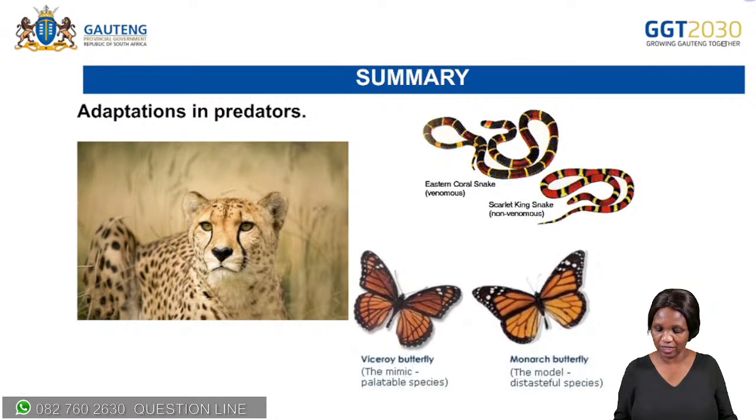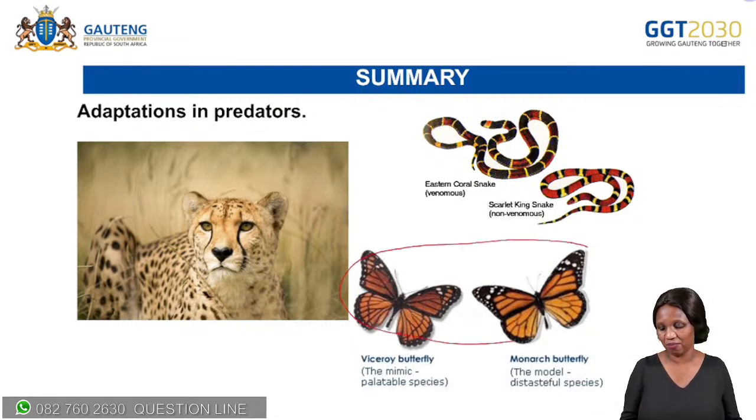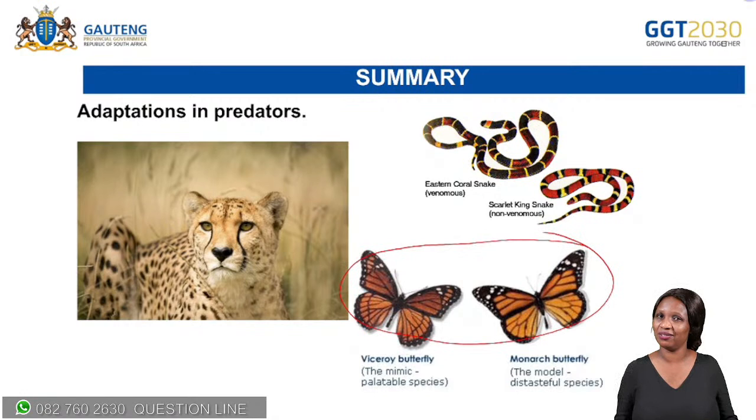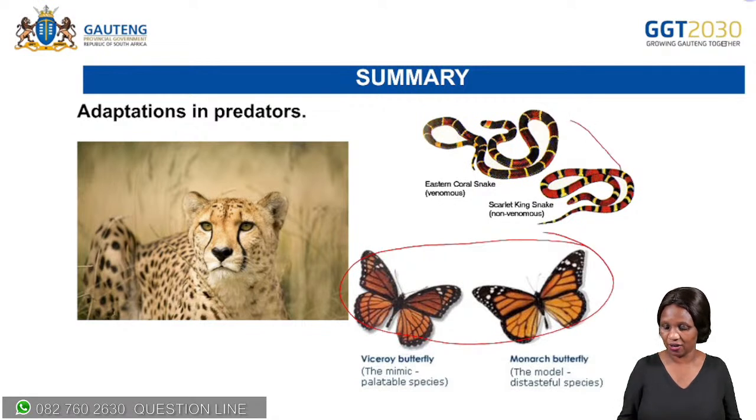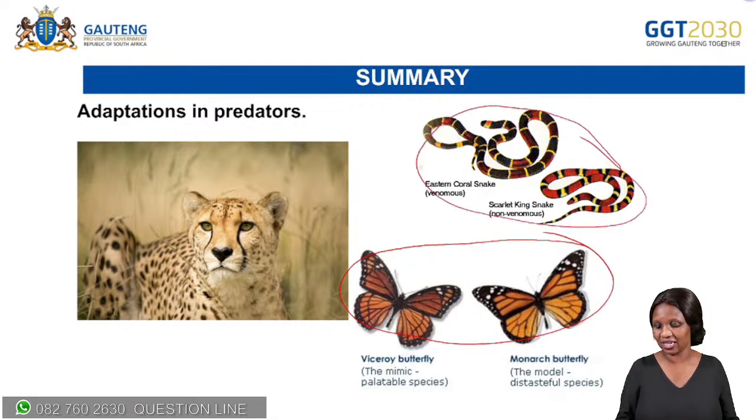And then we've got butterfly. We've got a palatable butterfly and non-palatable butterfly. Do you get it? And then they look almost the same. This is mimicry. Do you get it? This is a form of trickery. And even the snake. We've got the coral snake, which is venomous, and we've got the scarlet king snake, which is non-venomous. Do you get it?